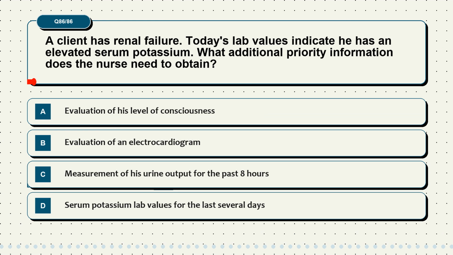Question 86. A client has renal failure. Today's lab values indicate he has an elevated serum potassium. What additional priority information does the nurse need to obtain? Here are the options. Option A. Evaluation of his level of consciousness. Option B. Evaluation of an electrocardiogram. Option C. Measurement of his urine output for the past 8 hours. Option D. Serum potassium lab values for the last several days.